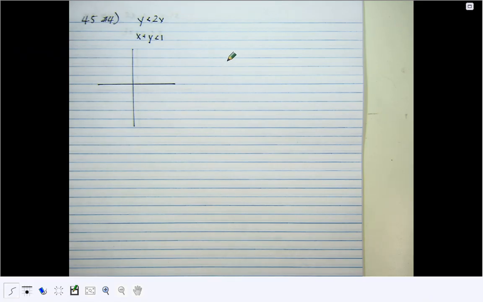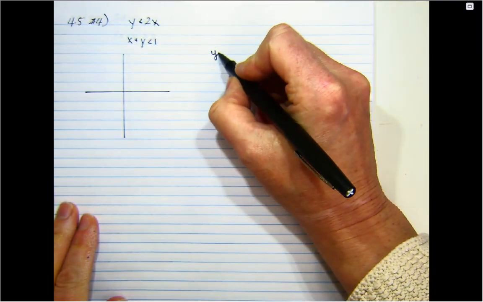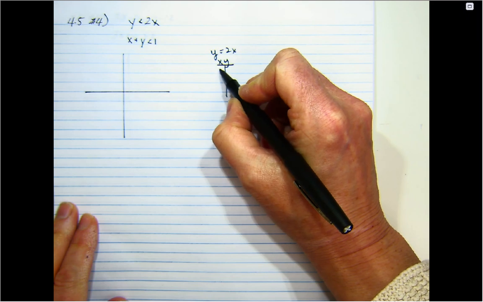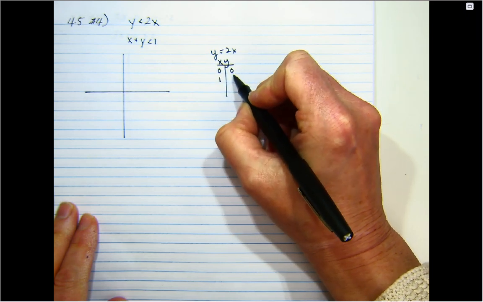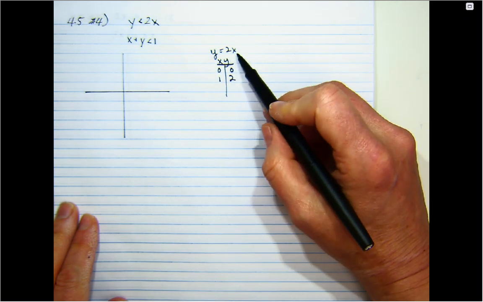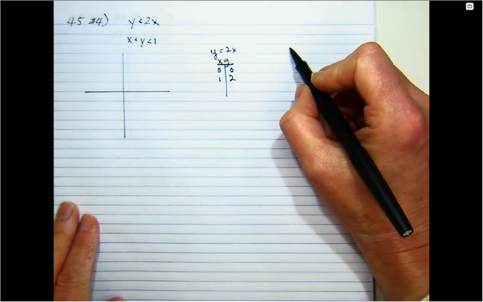In 4.5, number 4, you have two inequalities to solve. So you have y less than 2x. So first we find the boundary by saying y equals 2x and plotting those points. So just put in a couple of points for x, and that gives you a couple of ordered pairs. If x is 0, 2 times 0 is 0. If x is 1, 2 times 1 is 2.